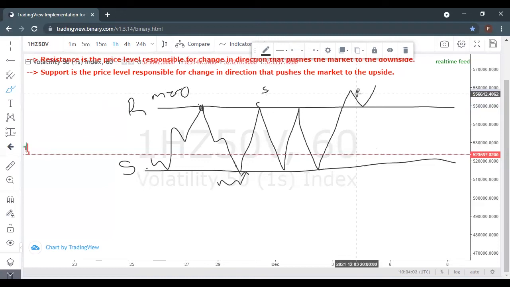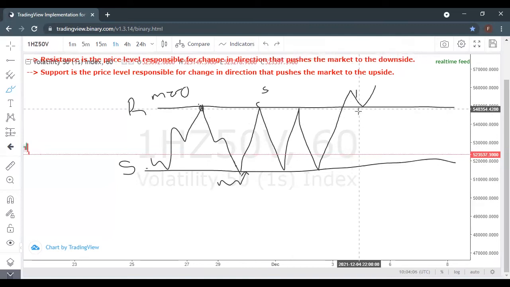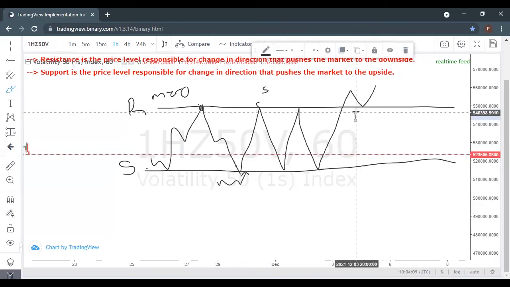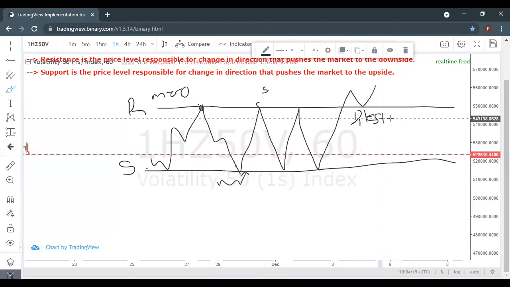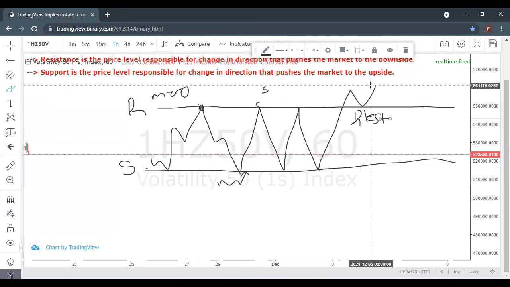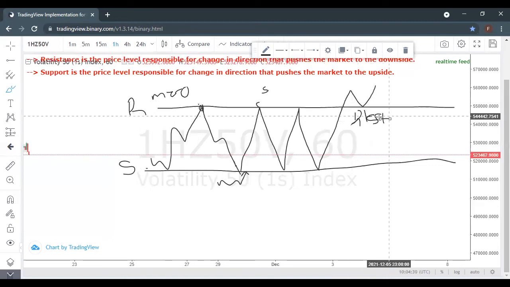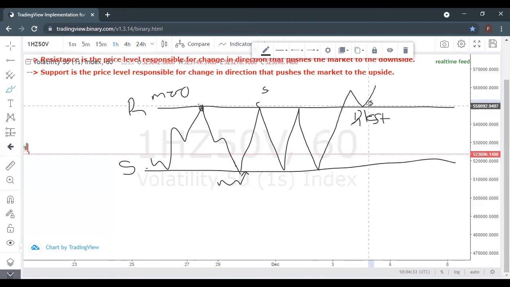Let me write it here. So this is the retest. Don't mind my handwriting. It comes for a retest around this area, then it is rejected, then it pushes to the upside. So this area around here that has been acting as resistance is now acting as support. This is what market structure says.